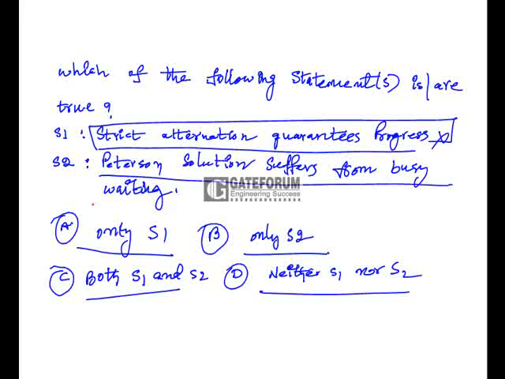Peterson solution suffers from busy waiting. This is correct. Busy waiting means a process that is waiting busily, that is, it is in the running state and wasting the cycles of the CPU, and that CPU time cannot be utilized effectively. That is called busy waiting, but the process will be in the running state. That problem is there in the Peterson solution, where the process trying to enter the critical section is not allowed because another process is in the critical section. Only S2 is the right answer.